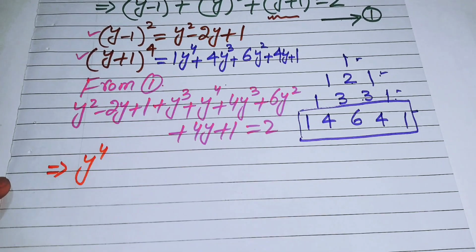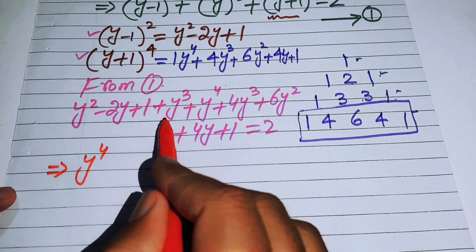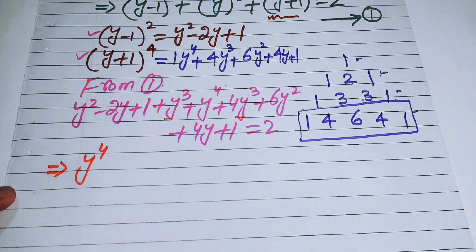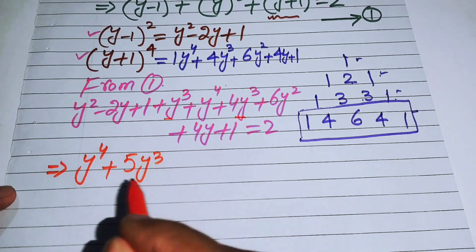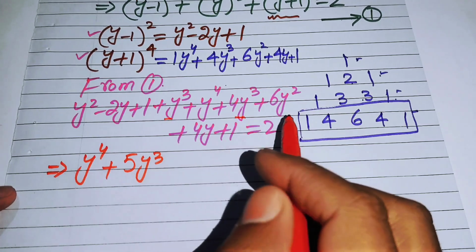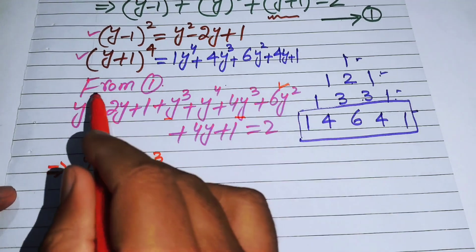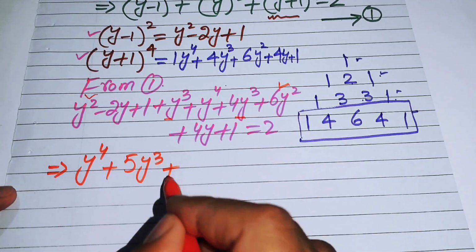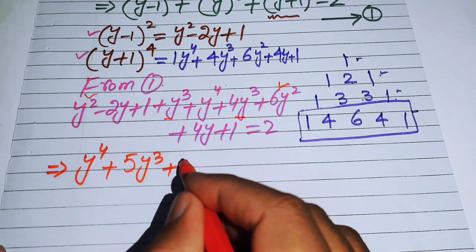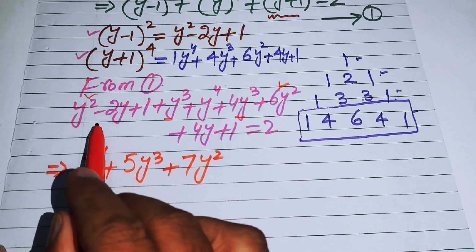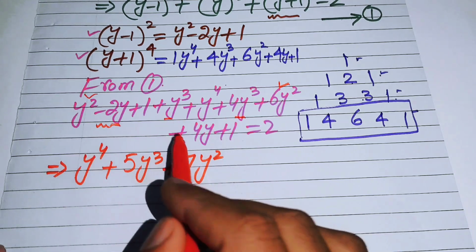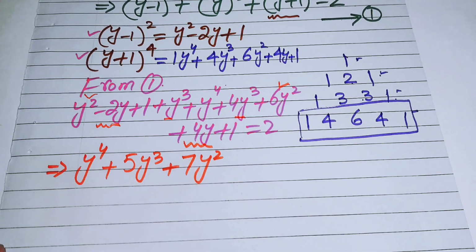So we have y to the power of 4, and the cubic terms are y cubed and y cubed, so it equals plus 5 times y cubed. After that we have the y squared term, so it is the only 1 and 2 terms. So when we add 6y squared plus y squared, it equals 7 times y squared, and we have minus 2 times y and plus 4 times y.